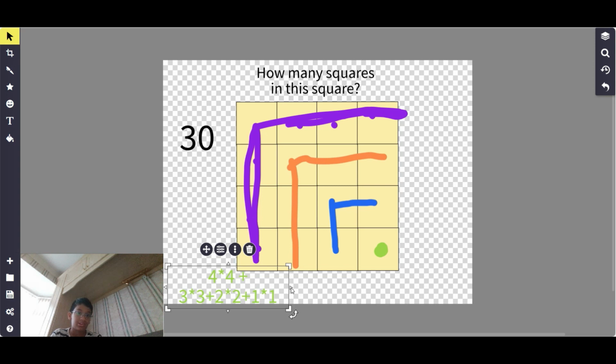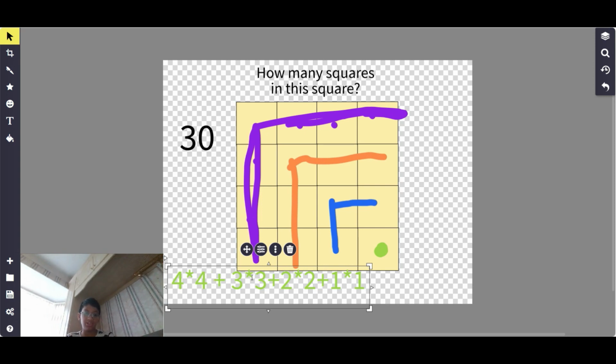See the pattern. First I did 4 times 4, then plus 3 times 3, plus 2 times 2, then plus 1 times 1. The answer is 30, which I told. So 4 times 4 is 16, plus 3 times 3 is 9. 16 plus 9 is 25, plus 2 times 2 is 4, 25 plus 4 is 29, plus 1 is 30. So 30 is the answer when you calculate.